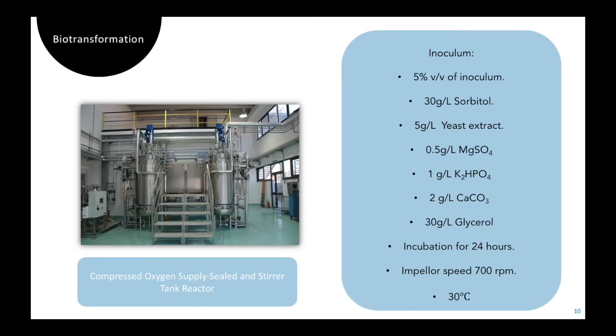After glycerol dehydrogenase has been activated, 5% volume per volume of free cell inoculum is transferred to a bioreactor containing 30 grams per litre sorbitol, 5 grams per litre yeast extract, 0.5 grams per litre magnesium sulfate, 1 gram per litre dipotassium phosphate, 2 grams per litre calcium carbonate, and approximately 30 grams per litre of glycerol to begin the process of biotransformation of glycerol to DHA.